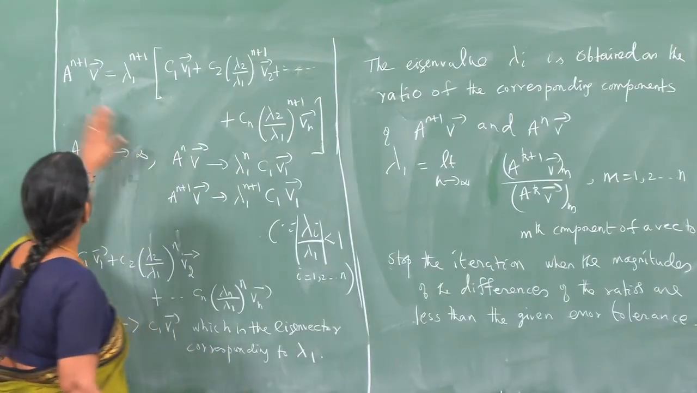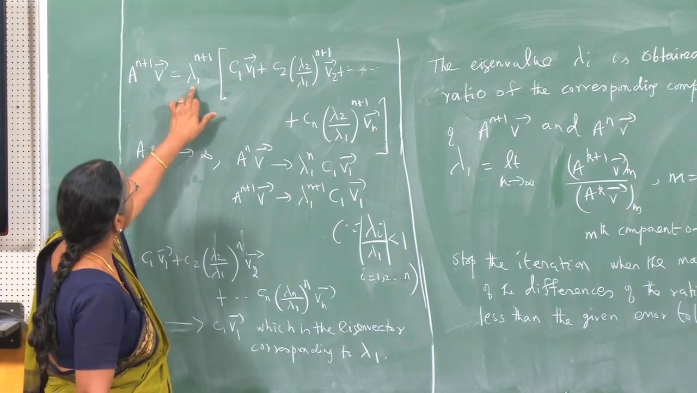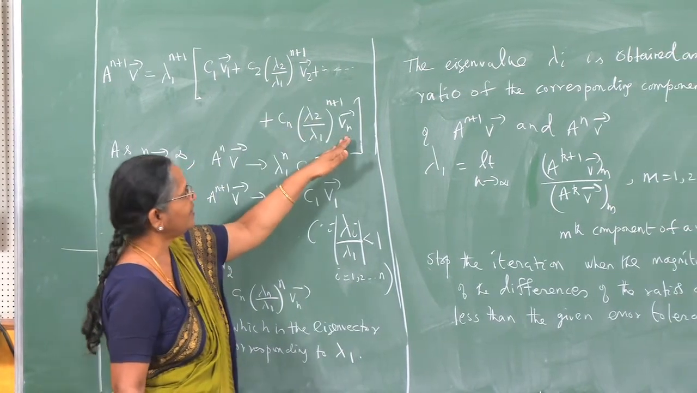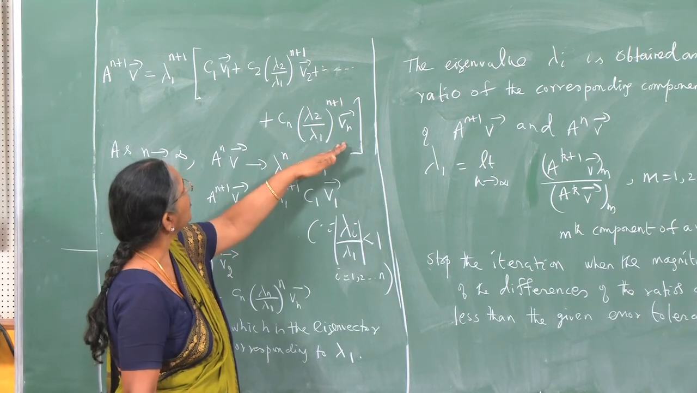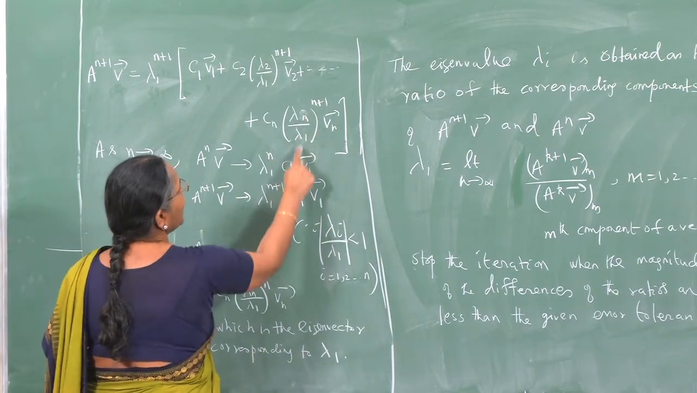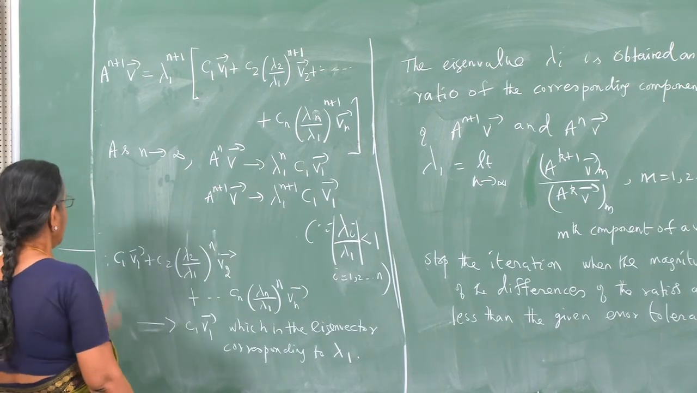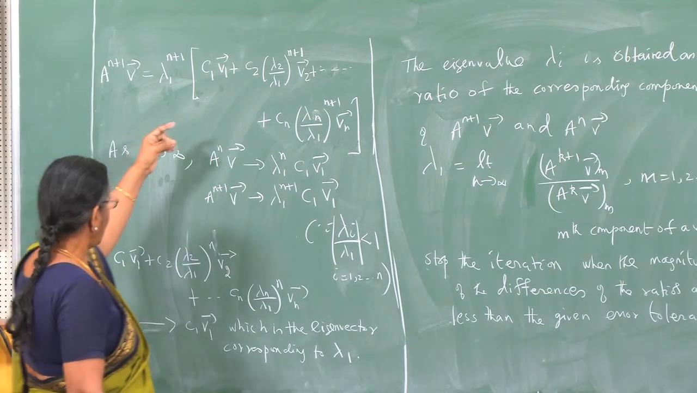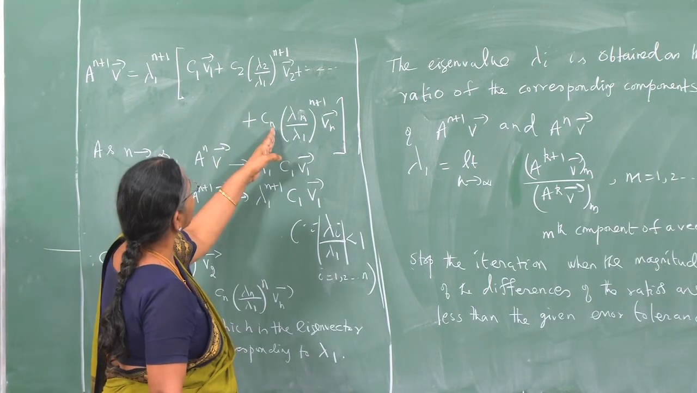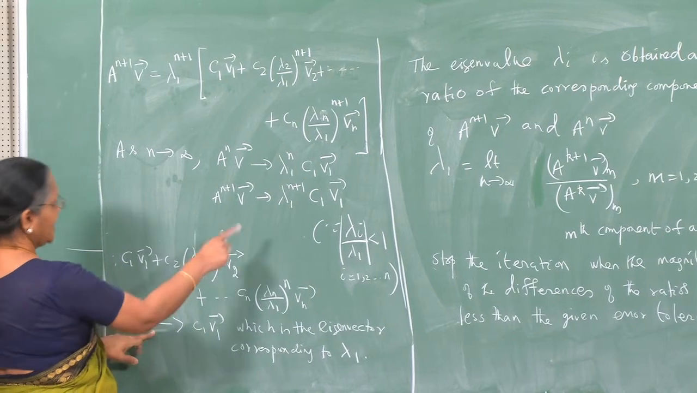Similarly, when I take the limit as n tends to infinity of A power n plus 1 into V, then I will have lambda 1 power n plus 1 into C1 into V1, and the rest of the terms which appear within the bracket will all tend to 0, because lambda 2 by lambda 1 is less than 1 and lambda n by lambda 1 is less than 1 in absolute value. Now, let us look at this vector. What did we get? C1 V1 plus C2 into this plus etc. plus Cn into this. This vector tends to the vector C1 V1.